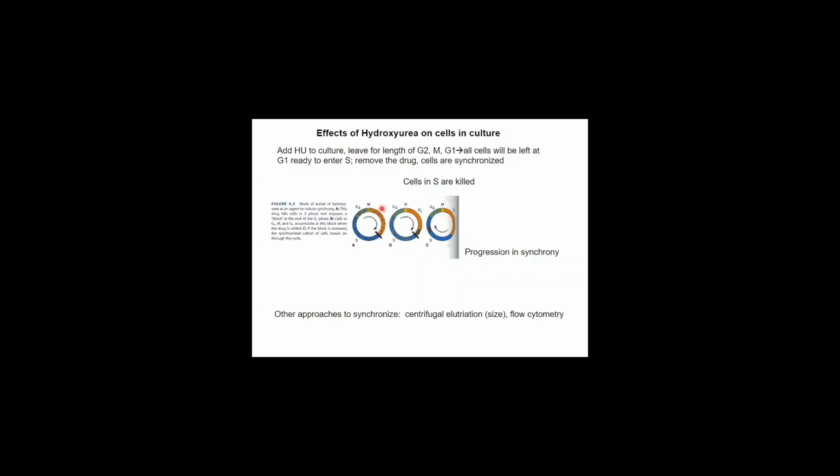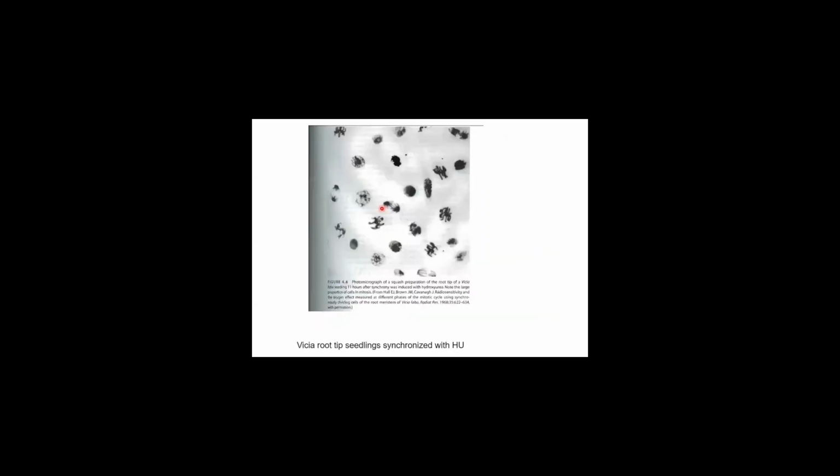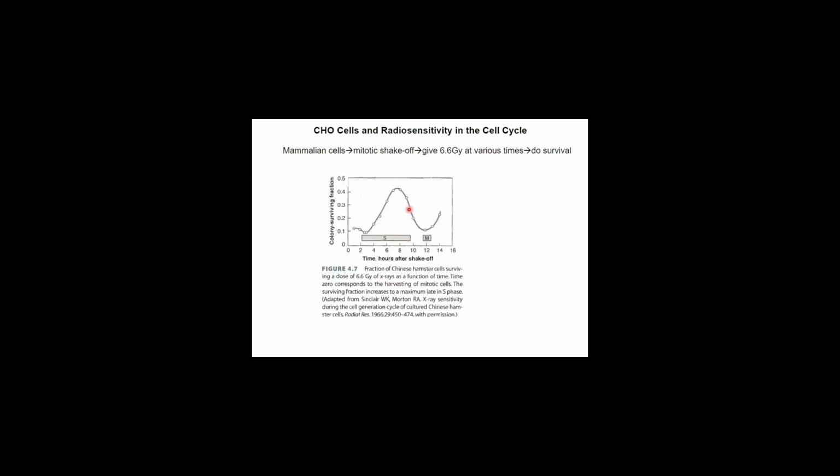There are other methods to synchronize. We are going to talk about flow cytometry, which I believe is the best way to synchronize and is now the most commonly used, though not really discussed that well in Hall's textbook. And then centrifugal elutriation, where you separate the cells based on size when you centrifuge them. This is still done in some places, but it's not very commonly done, and I've never seen it on the boards. So here are Vicia root tips that were synchronized with hydroxyurea. You can see the majority of the cells are in M phase, preparing to divide, so it looks like it was a pretty successful synchronization.